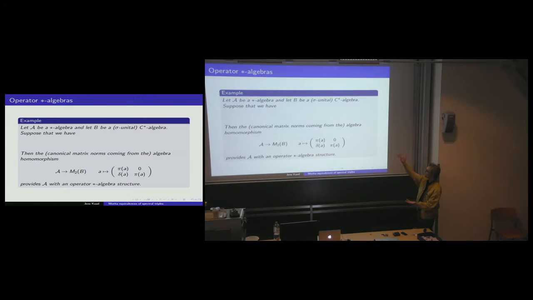And okay, you have another, let's say, sigma unital C star algebra B. But this you can think about as bounded operators in the Hilbert space. That's typically what B is. And then you have some injective star homomorphism, pi, from A to B. That's like a representation of A on a Hilbert space.